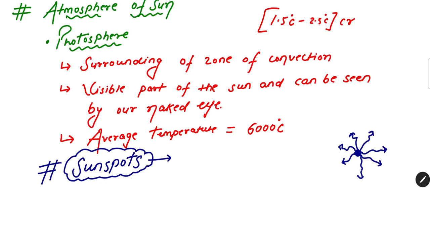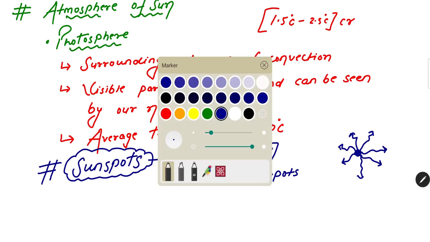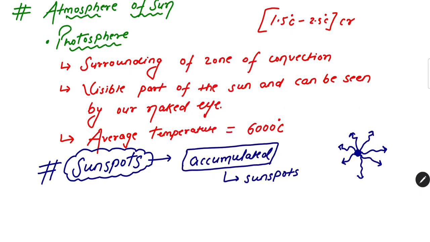As it moves out of the core, it gets accumulated somewhere in the photosphere, and that accumulation of energy forms sunspots. So if it is made up of energy, can we say that a sunspot is also a source of energy? Very easy. Can we say that a sunspot is also a source of energy? So here we can write: sunspot is also a source of energy.